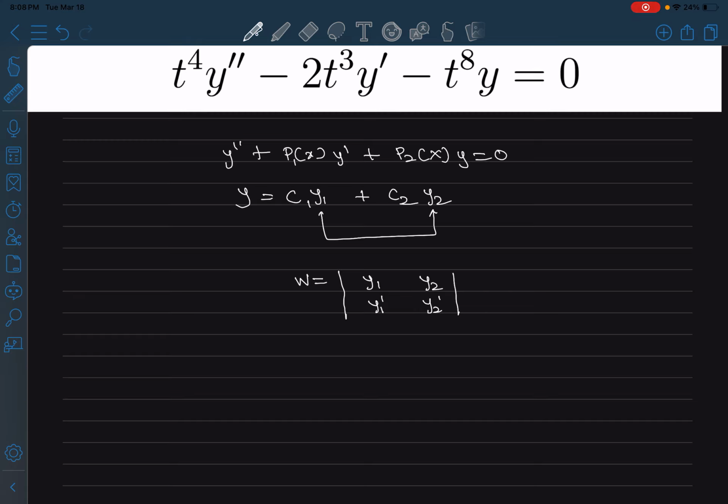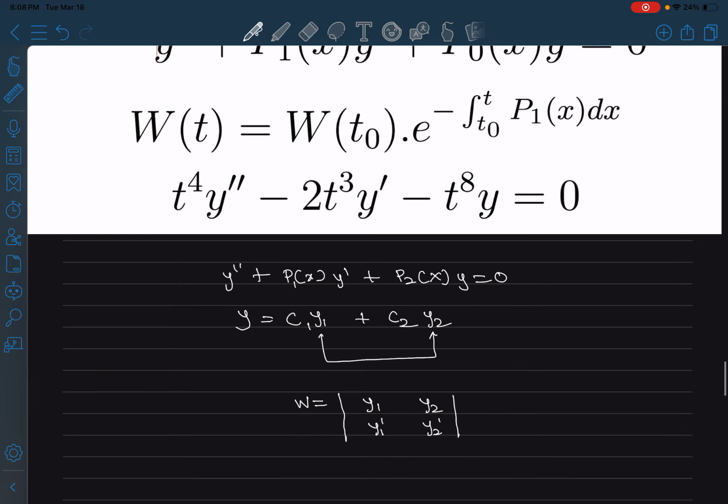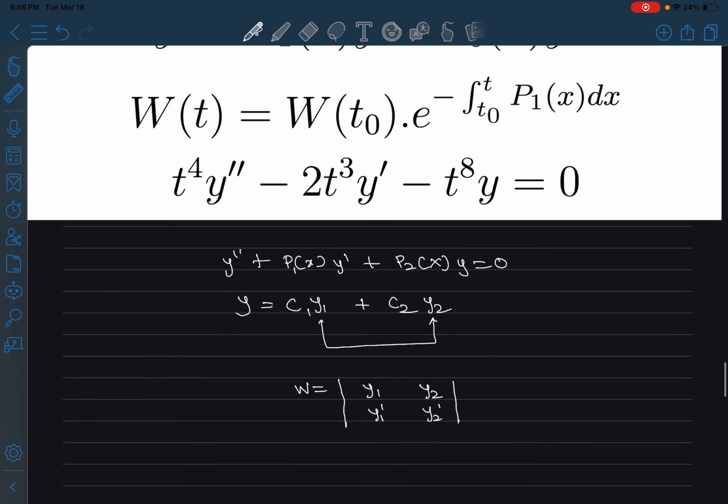There's also a way we can find the Wronskian even without the solutions, and that's what we're going to discuss in this video. The way is actually this one, already given over here. The Wronskian for this differential equation will just be some constant times e to the power negative integral from t naught to t of p1 of x dx. This doesn't give us the complete Wronskian, but the Wronskian accurate up to a certain constant.